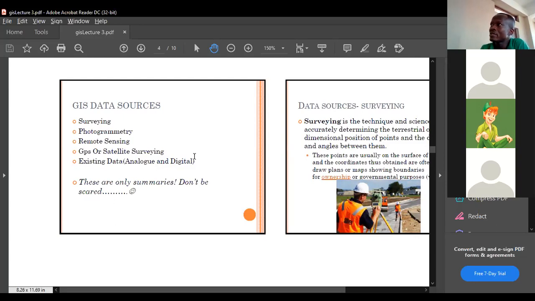GIS data sources. Well, first one is surveying. Okay, so what do surveyors do? They simply measure coordinates. Are you okay? Anything the surveyor is doing is measuring distances and angles and computing coordinates. What is his objective? His objective then is to map, are you okay? Or to represent what is on the ground.